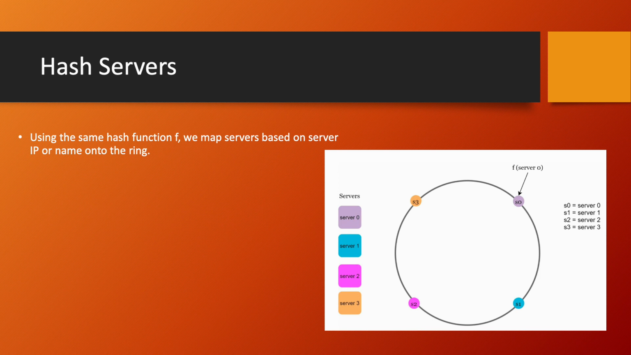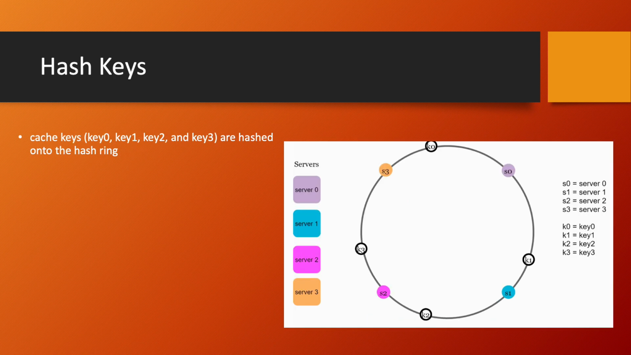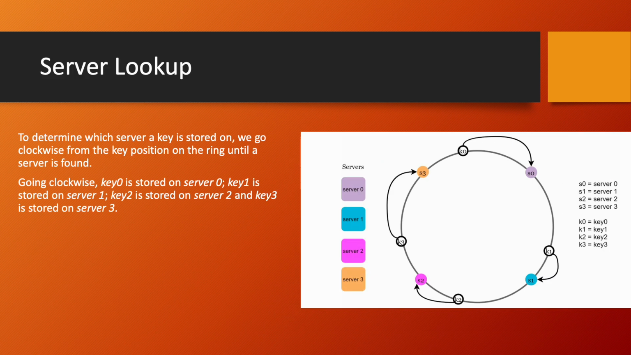Using the same hash function f, we map servers based on IP or name onto the ring. Cache keys key0, key1, key2, and key3 are hashed onto the hash ring as seen in this diagram. To determine which server a key is stored on, we go clockwise from the key position on the ring until a server is found. Going clockwise, key0 is stored on server 0, key1 is stored on server 1, key2 is stored on server 2, and key3 is stored on server 3.